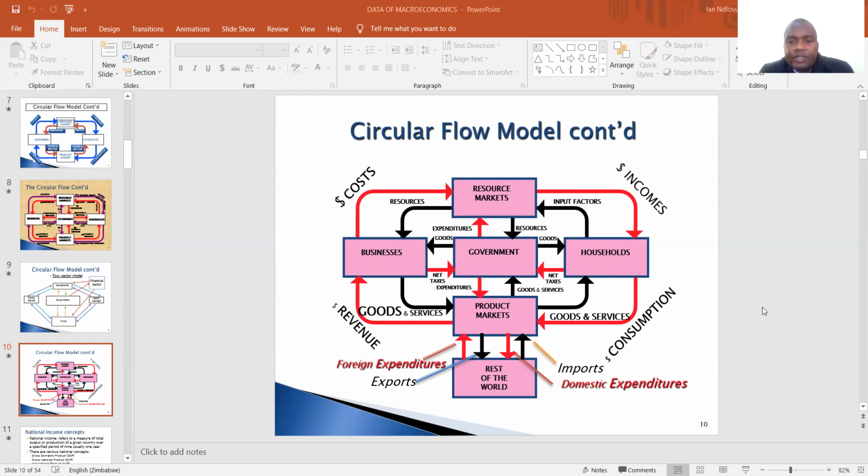And then in the 5-sector model, we have international trade, which in this diagram is represented by the rest of the world. The arrow, which is black in color, which is pointing to the rest of the world, represents goods which are produced in the domestic economy but sold to other countries. These are exports. And then the goods that we buy from other countries are called imports. And the money flows are in the opposite direction to the movement of goods.